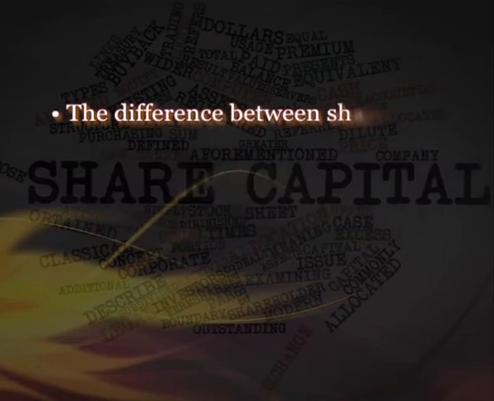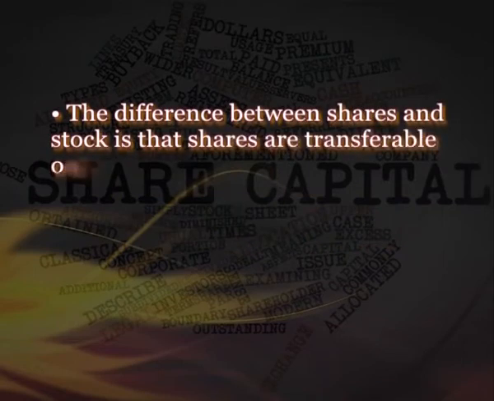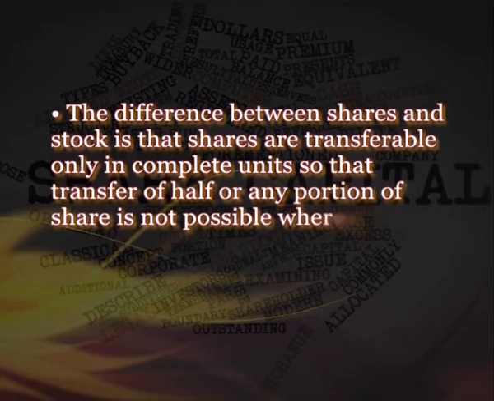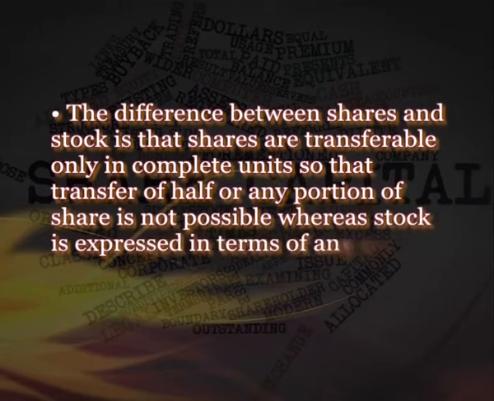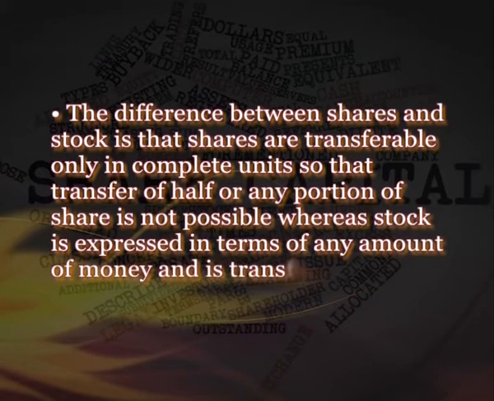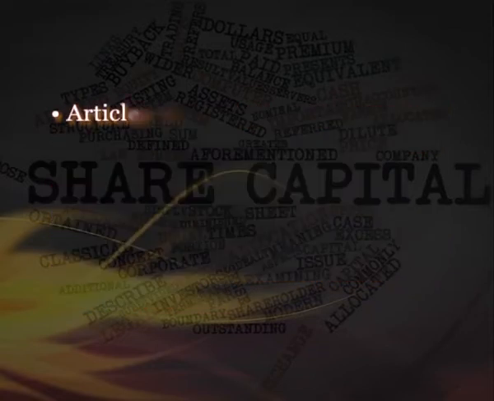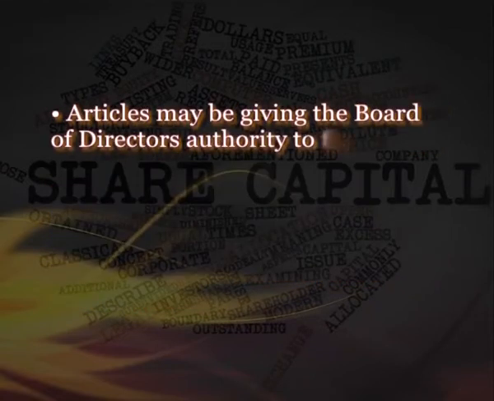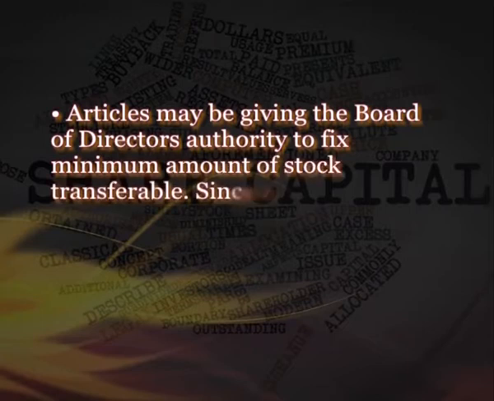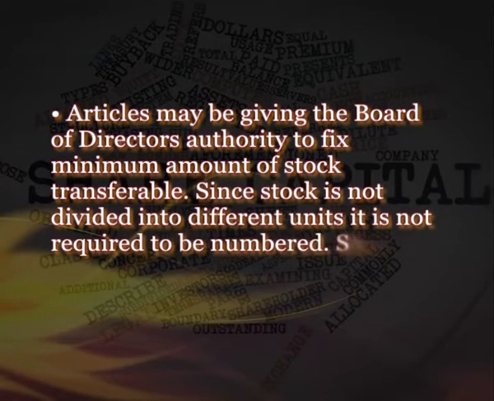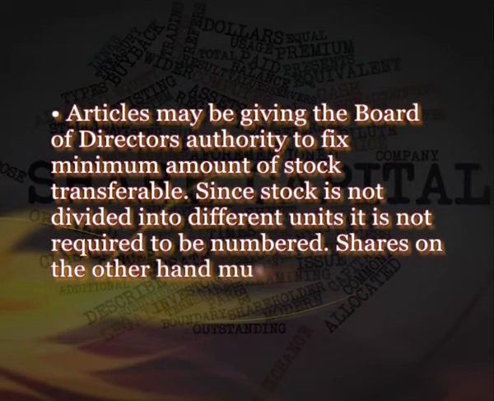The difference between shares and stock is that shares are transferable only in complete units, so that transfer of half or any portion of a share is not possible, whereas stock is expressed in terms of any amount of money and is transferable in any money fractions. Articles may give the board of directors authority to fix the minimum amount of stock transferable. Since stock is not divided into different units, it is not required to be numbered. Shares, on the other hand, must be numbered.